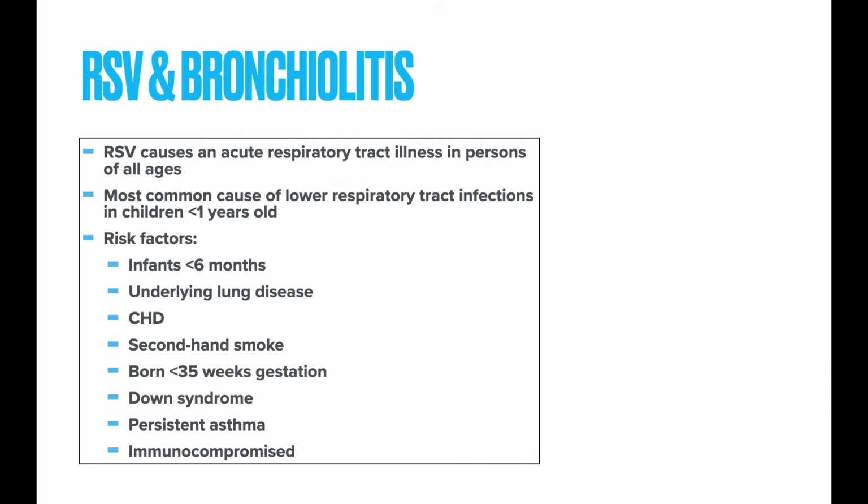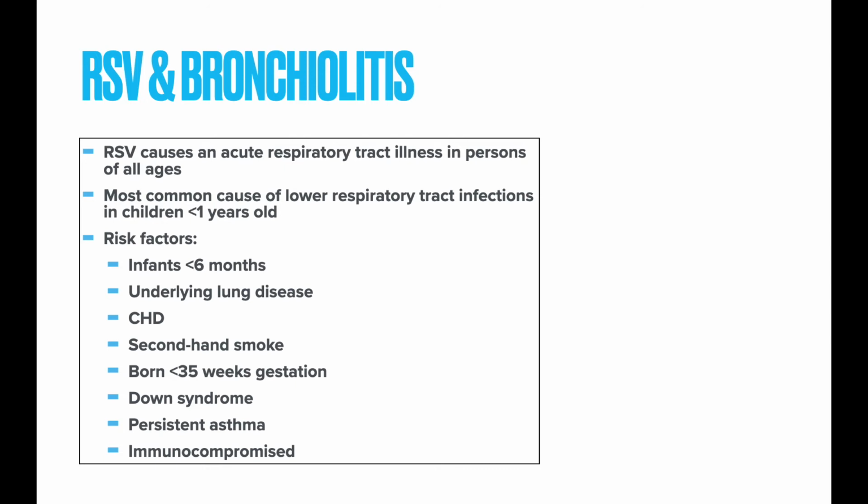All right, next up, we will discuss complications of RSV, or respiratory syncytial virus. RSV causes an acute respiratory tract illness in persons of all ages, and it typically causes seasonal outbreaks. Though it is the most common cause of lower respiratory tract infections in children that are less than 1 year old. There are multiple risk factors for the development of RSV, some of which include infants less than 6 months, particularly those who are born during the first half of RSV season, those who attend daycare, and then those who have older siblings, as they may have RSV and actually be asymptomatic.